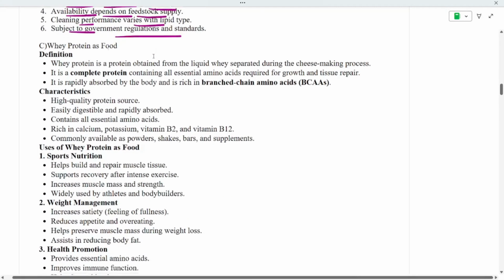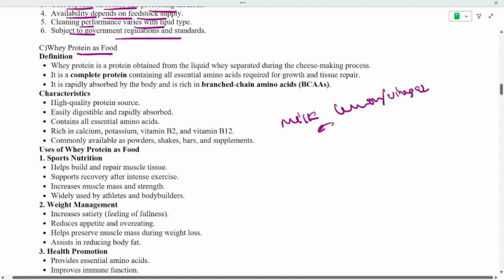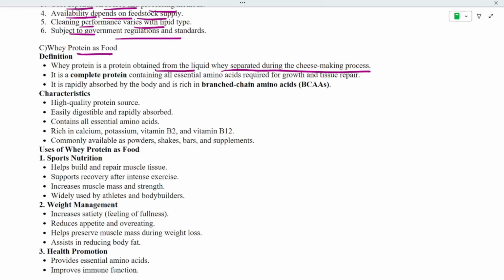Okay, now the next question they had given is whey protein as food. What is whey? It is what you get when you mix milk with lemon or vinegar. When you separate the milk, the solid part is obtained, you press that, and the remaining water is called whey. Okay, now let's understand it in detail. It is the liquid whey separated during the cheese making process.